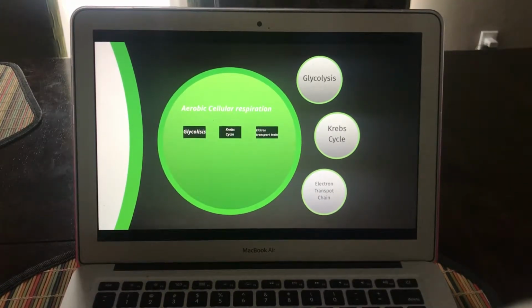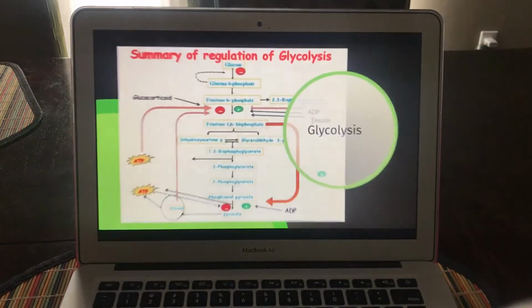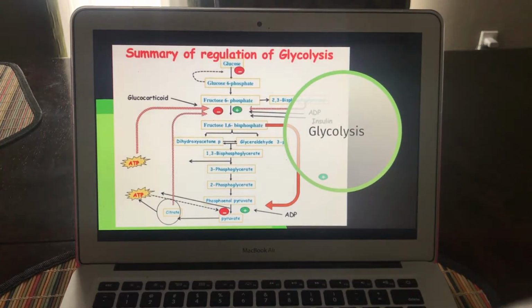Glycolysis takes place in the cytoplasm of a cell. During this, a 6-carbon molecule, glucose, is partially oxidized and broken down into 2 pyruvate molecules, which are 3-carbon sugars. While the pyruvate is the main product of glycolysis, 2 ATP molecules and 2 NADH molecules are also produced.